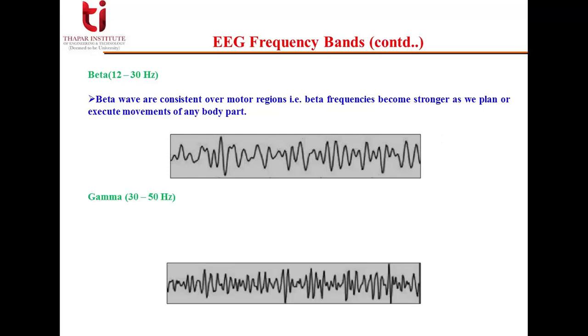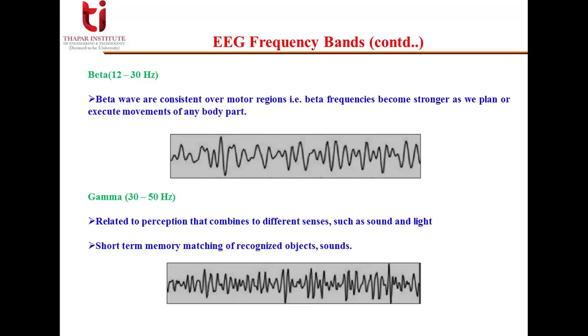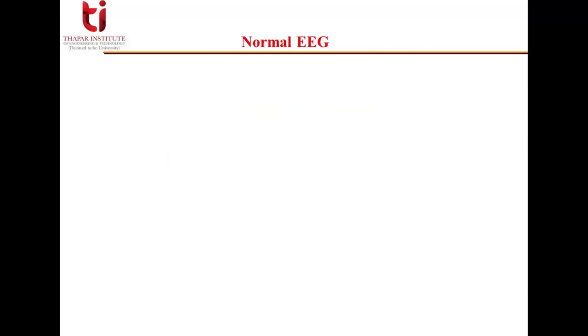Gamma waves correspond to the band 30 to 50 Hz. They relate to the perception that combines different senses such as sound and light, and short-term memory matching of recognized objects and sounds. So these were the different frequency ranges. Now let's see these activities for normal EEG.